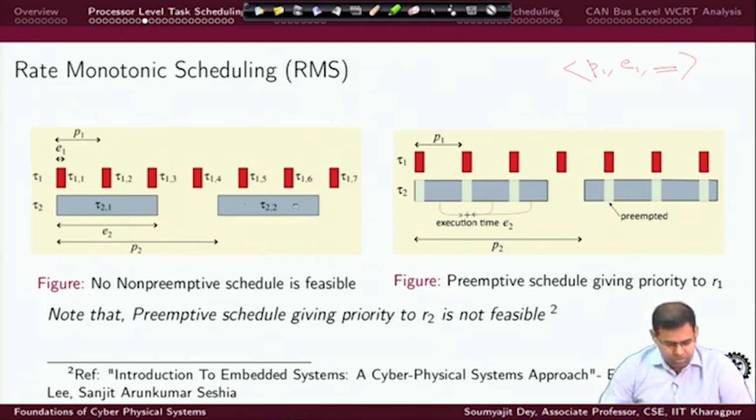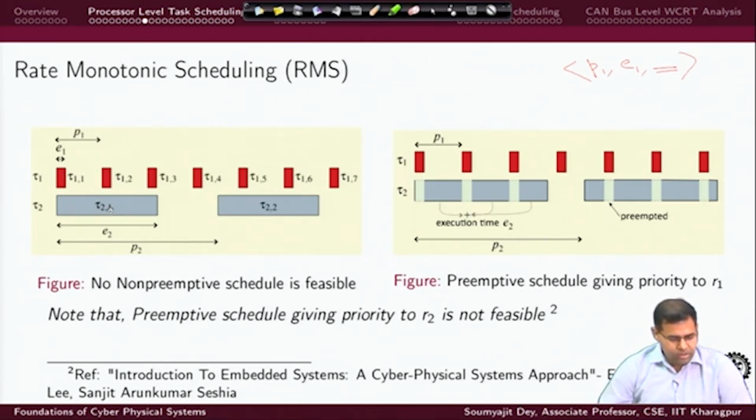Now, what we are trying to argue here is that for this kind of task set, it is not possible to have a non-preemptive schedule. There is no non-preemptive schedule which is feasible. Let us understand why. I think it is quite evident from this picture. Suppose you are not going to preempt the task. Initially both of them have come, so either you execute tau 1 or you execute tau 2.